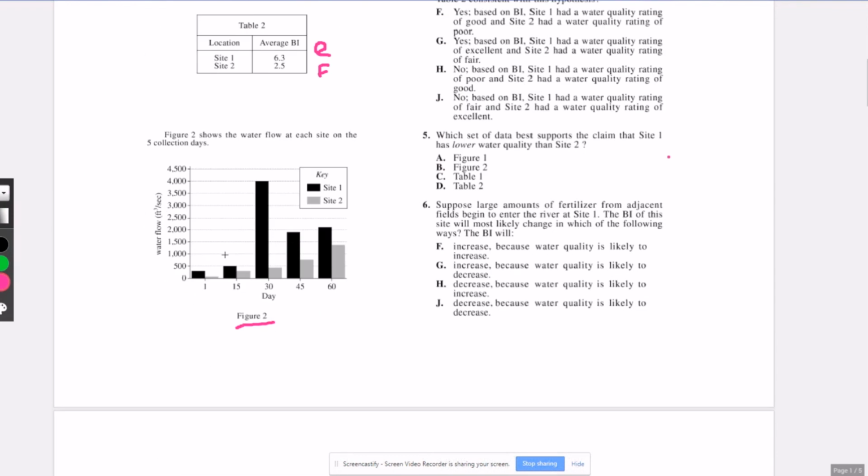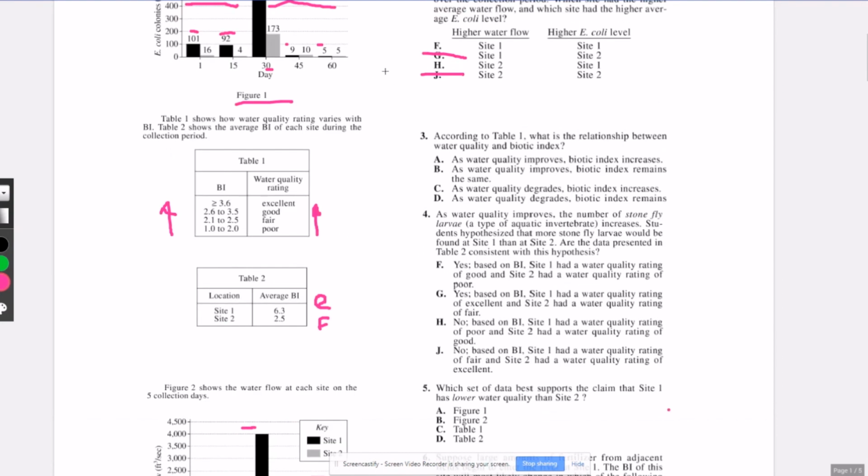Let's look at figure 2. Once again here, there are not even any number labels. We don't need them, right? We see that it's higher at site 1 for all 5. So by quickly scanning the graph, we can tell that it's going to be site 1 for this one too. That gives us answer F.